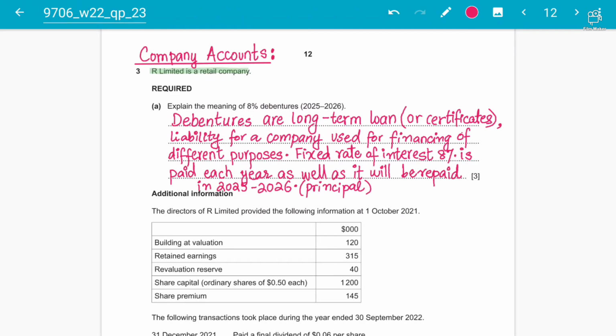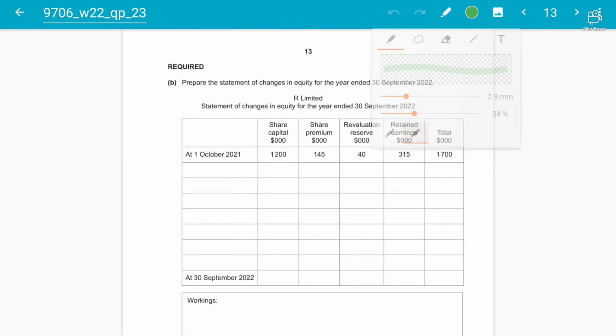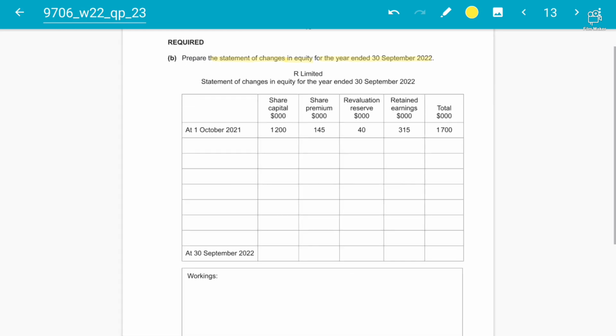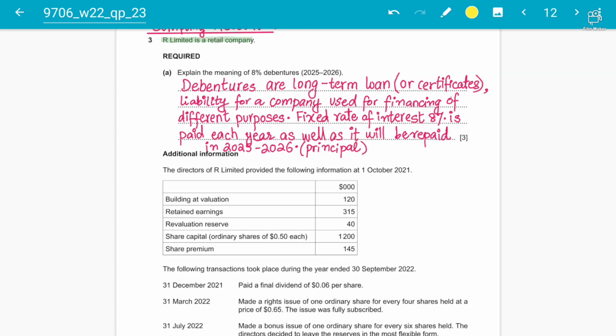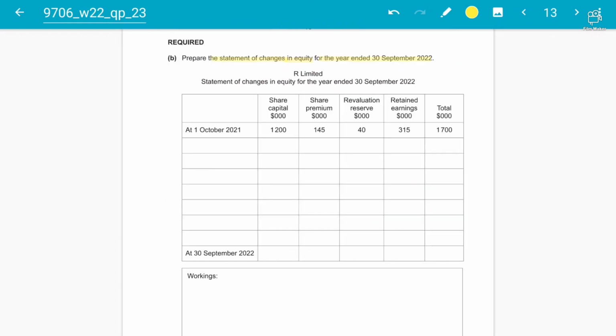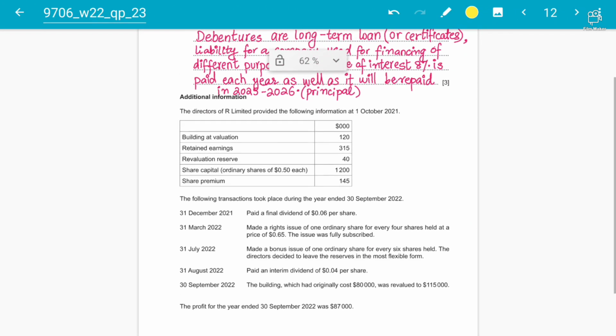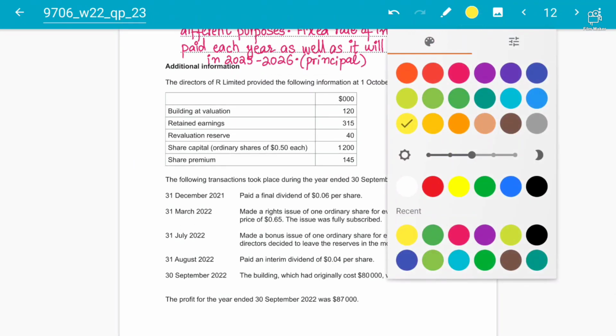Moving forward, students, we have part B, where you have to prepare the statement of changes in equity for the year ended 30th September 2022. They have already given you the format and the opening balances, so you have to find out the closing balances. There is working space as well. This is the numerics part: 10 marks are numerics, while 5 marks of this question are theory, out of which 3 marks are already done.